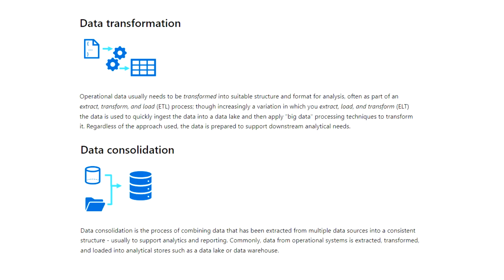The next operation is data transformation. Operational data usually needs to be transformed into a suitable structure and format for analysis. The source systems can have different structures, so those structures need to be transformed and made uniform for analysis. And this process of extracting the data, transforming the data, and then loading it is called ETL, right?